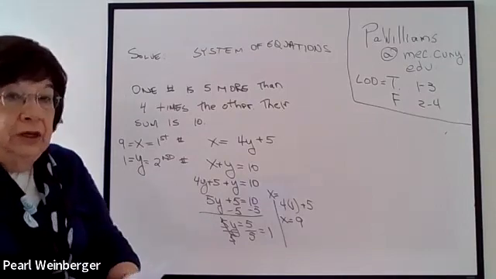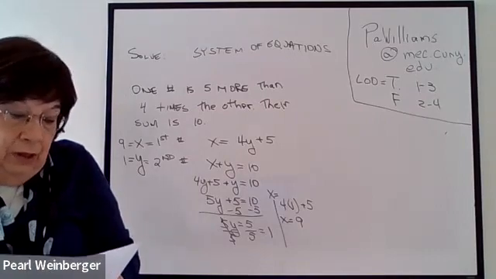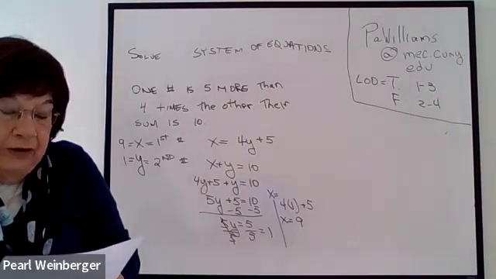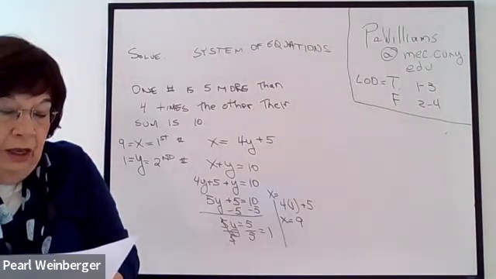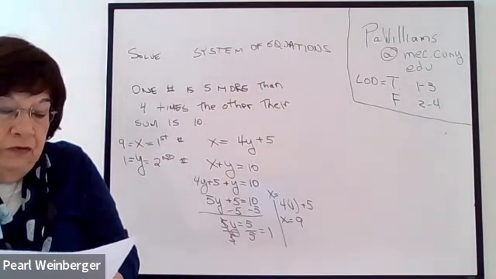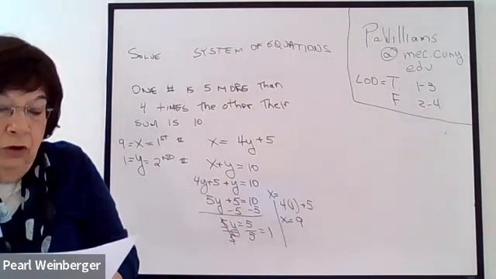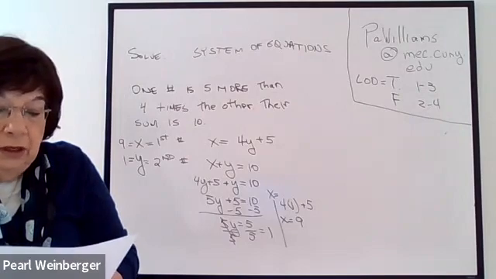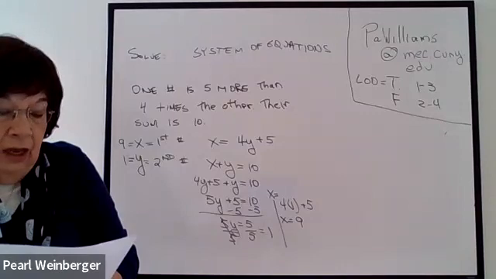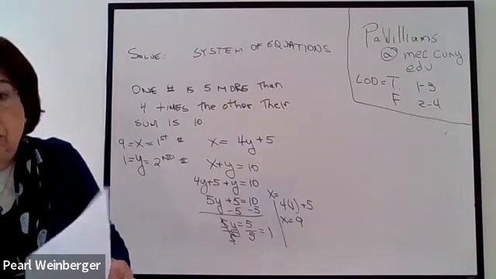Listen to the question, then I'll write it down again. Tickets to a local movie were sold for $5 for adults and $3 for students. If 150 tickets were sold for a total of $610, how many adult tickets and student tickets were sold?